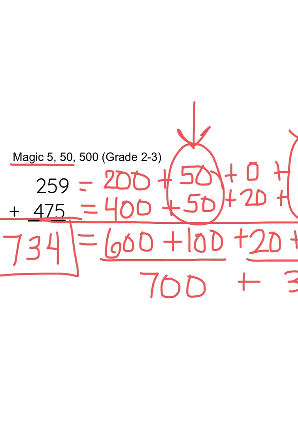Again, by doing this, the kids get really good at knowing that this answer's in the 700s because they look in their hundreds and they know it's 600. They do a quick look in the tens and they know they both have a 50. So they know they're going to make an extra 100.